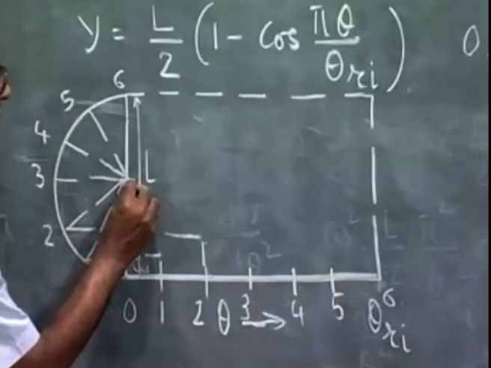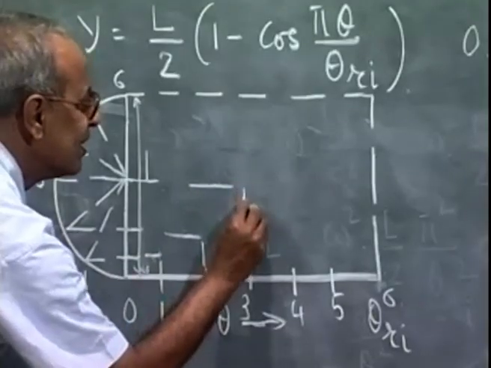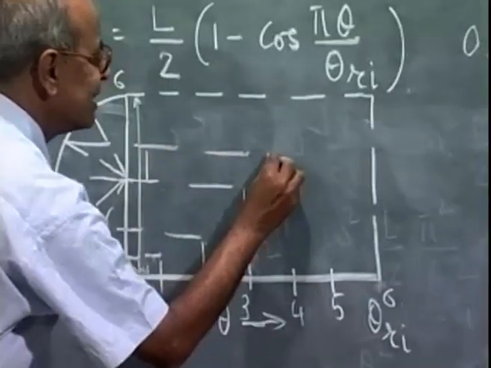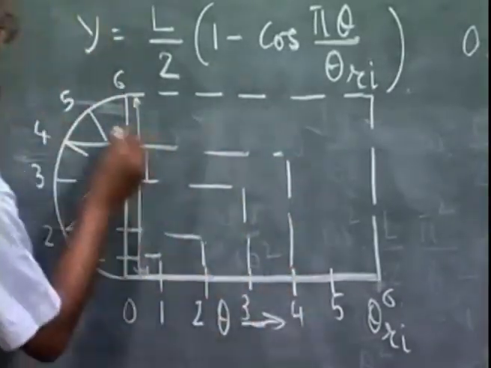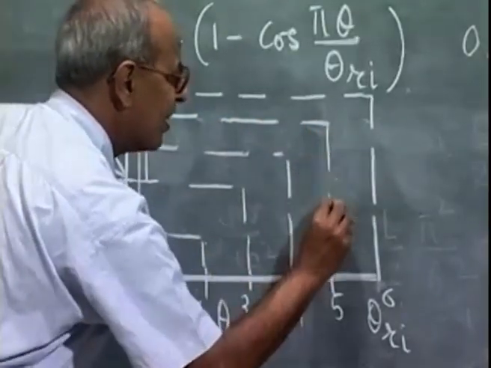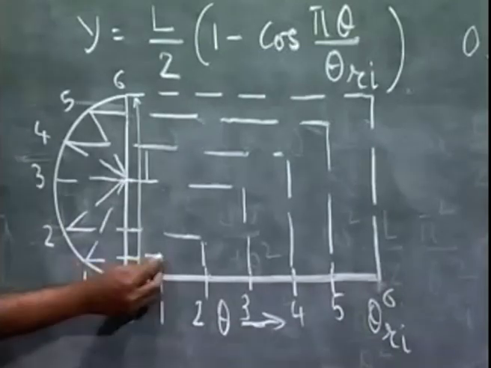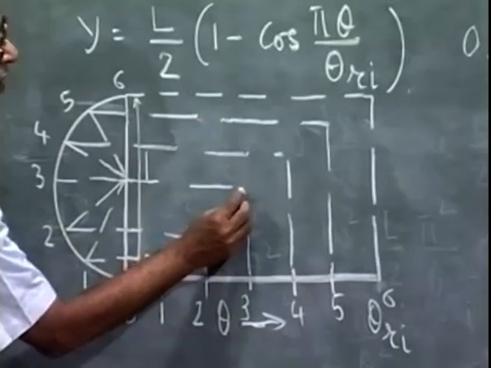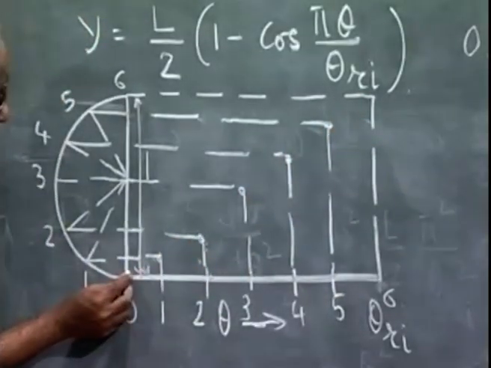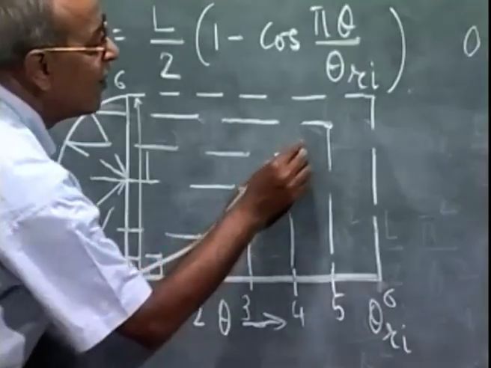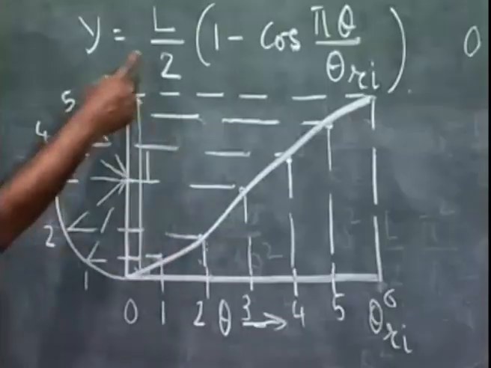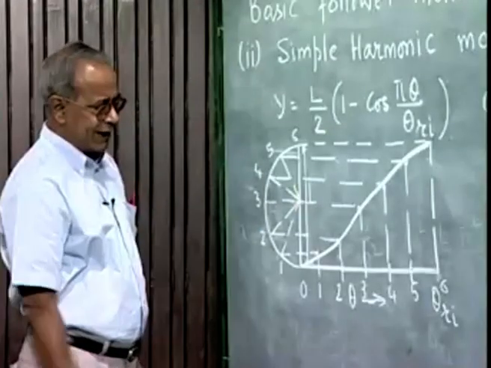The corresponding points on this semicircle and on the theta axis, and these points of intersection, if I join with a smooth curve, that gives me the displacement diagram corresponding to this equation. This can be very easily verified.